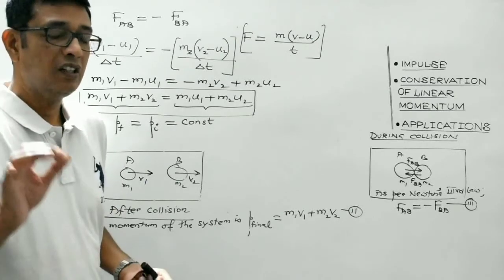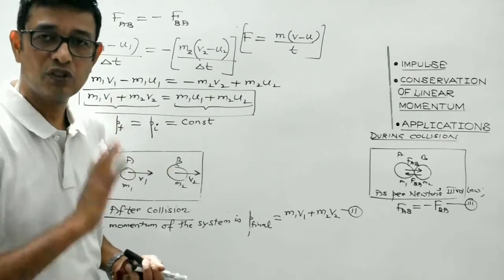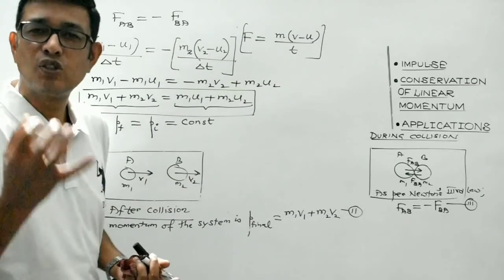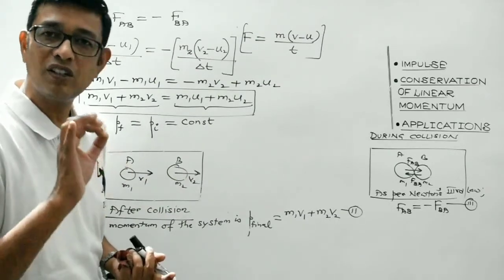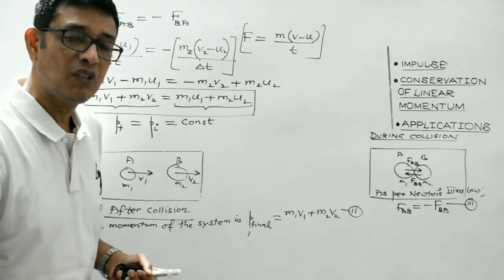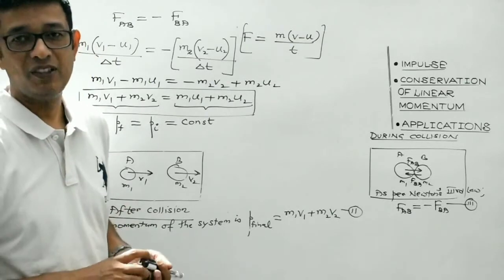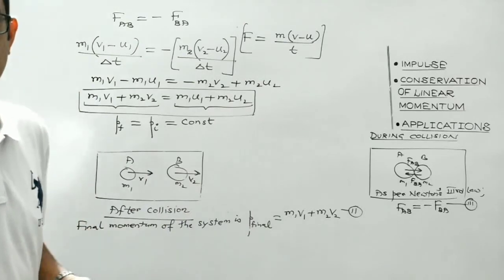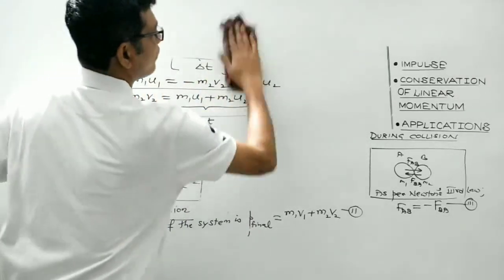So students, this law states that in the absence of any external force, that is, I am talking about an isolated system, the total momentum of the system always remains constant or conserved. That is, the initial momentum of the system is exactly equal to the final momentum of the system. So, this is the mathematical verification of this particular law, right? So, let's try to apply this law.